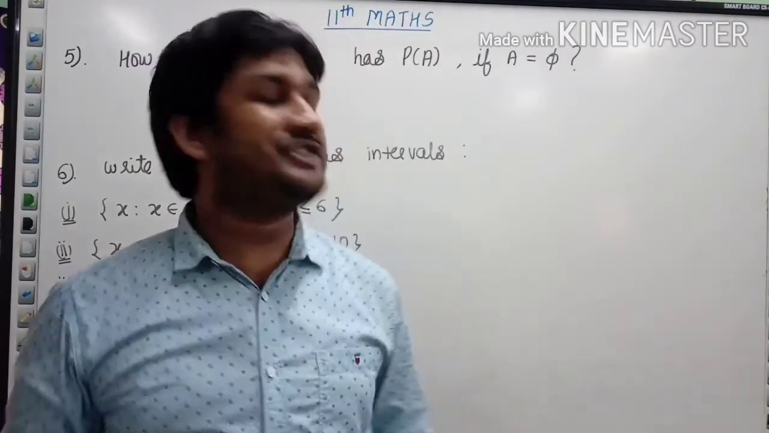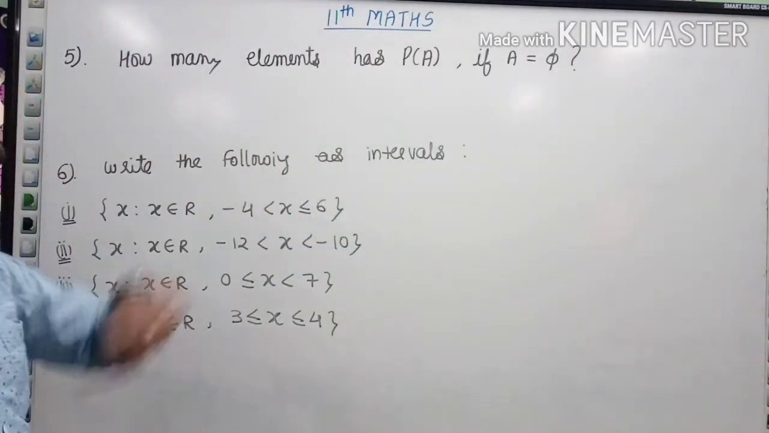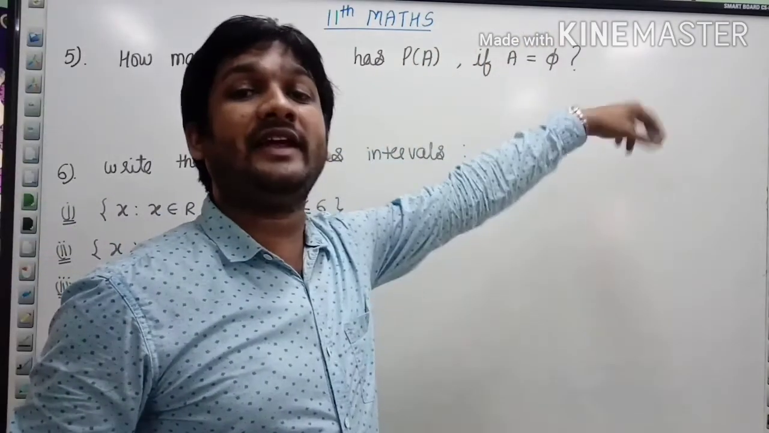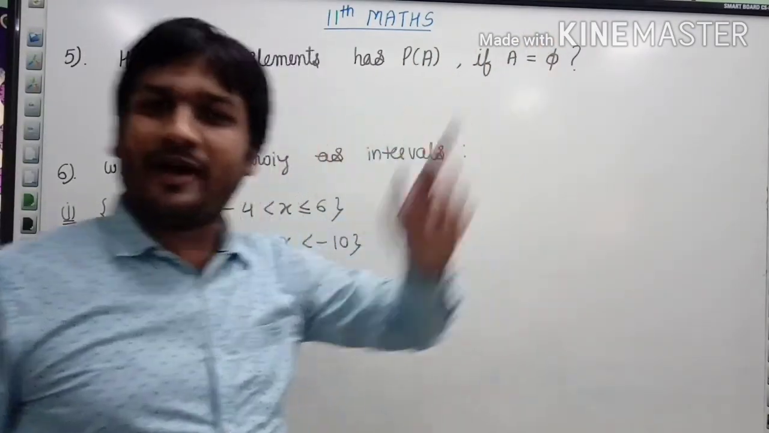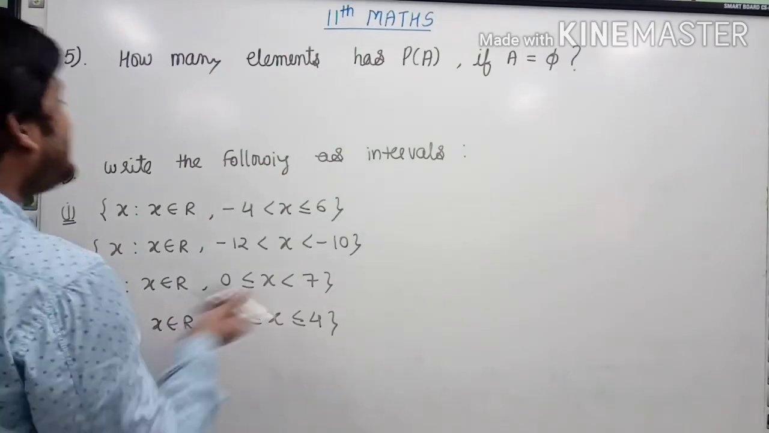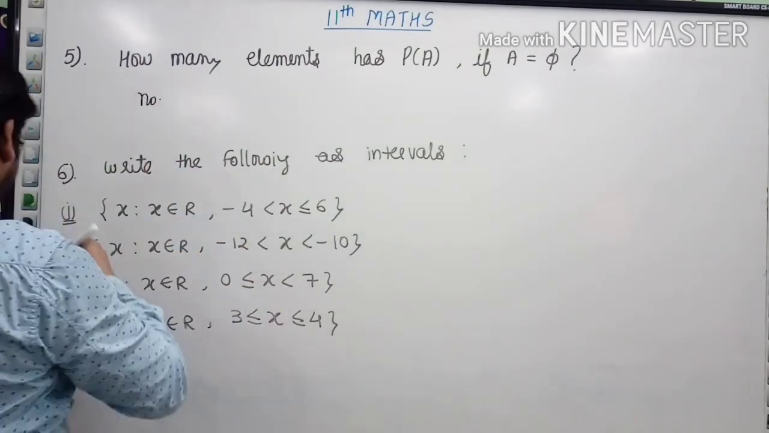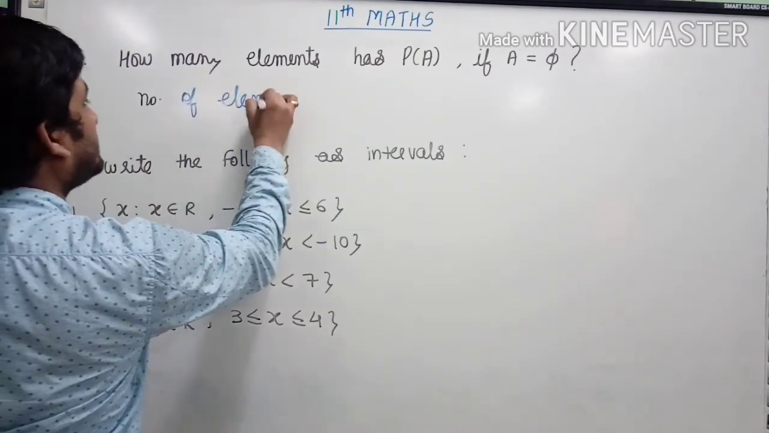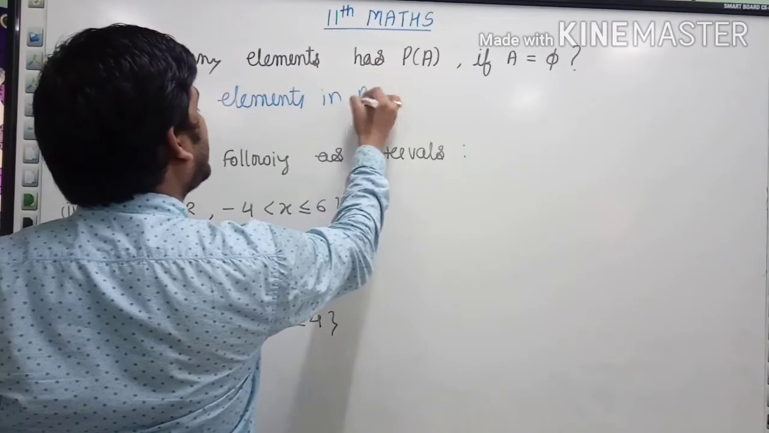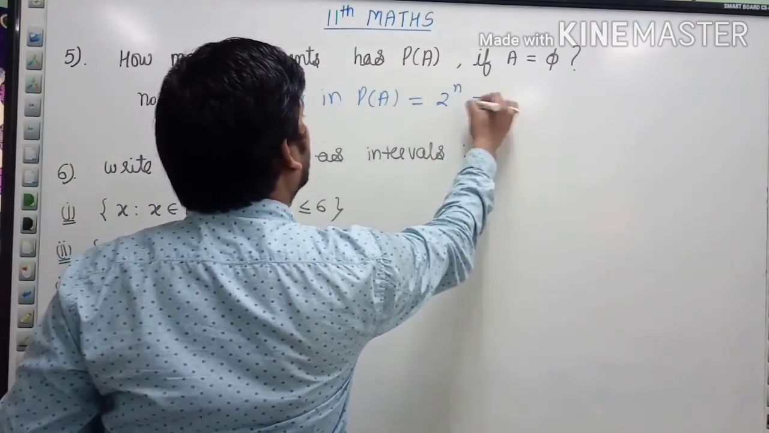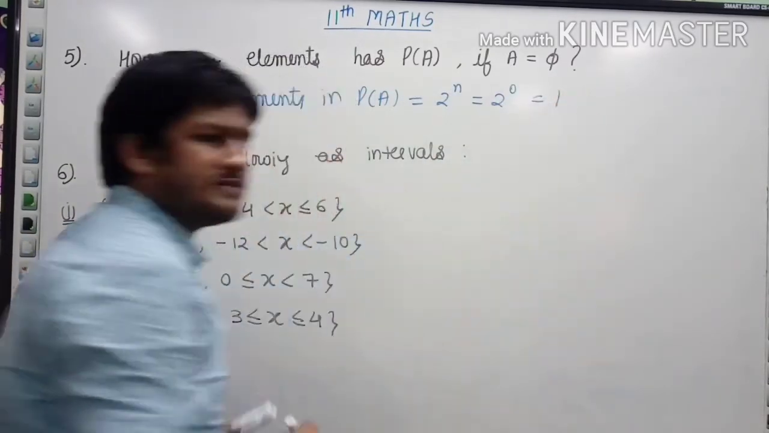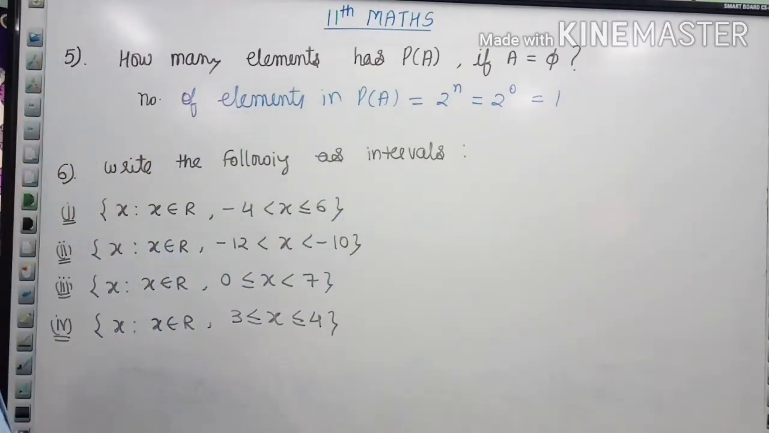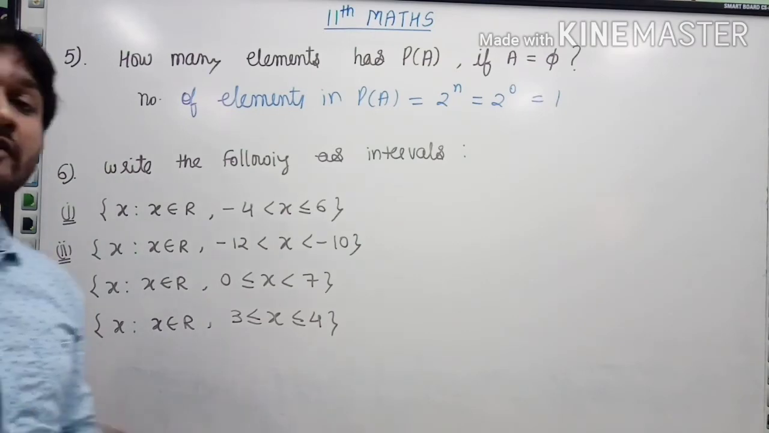Now we have the next question, question number 5. How many elements are in the power set of A, if A is 5? 5 is an empty set, so the number of elements will be 0. So the number of elements in PA, the formula is 2 to the power n, 2 to the power 0, how many elements will there be? 1, and that element will be the empty set 5.